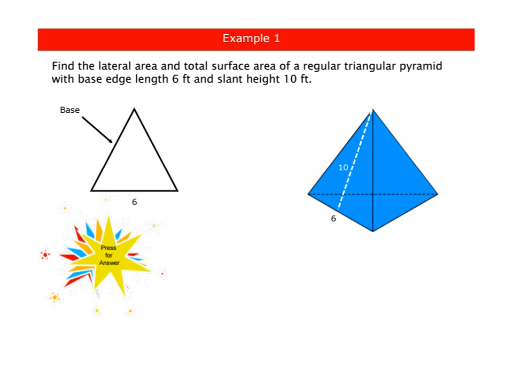So I want you to use these formulas to find the lateral area and the total surface area of this regular triangular pyramid with base edge length of 6 and a slant height of 10. Do that right now. Press pause on your video. When you're ready for the answer again, press play.